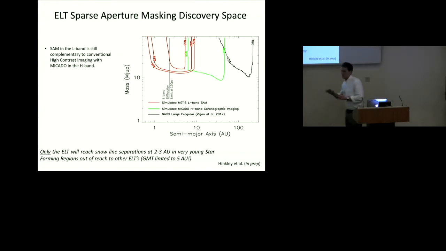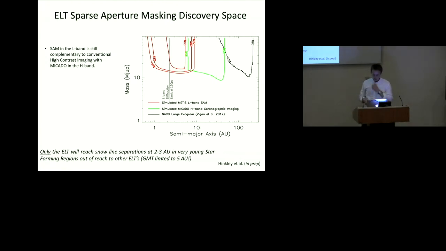coronagraphic imaging, will do. It's worth saying also that only the ELT is going to be able to get this close, just due to the superior resolution. GMT, the Giant Magellan Telescope, is not going to be able to do this. And I didn't realize that until a member of the GMT consortium pointed it out to me at a meeting. So that's what I say here.